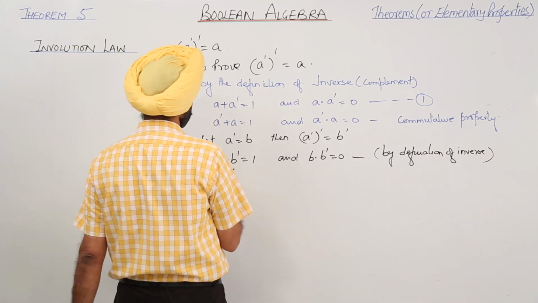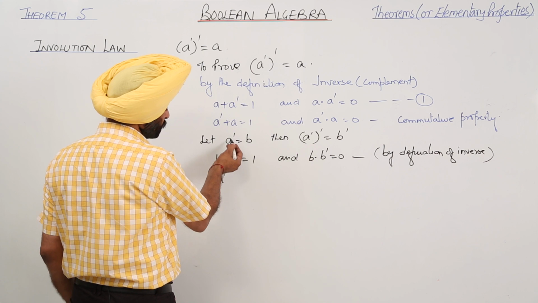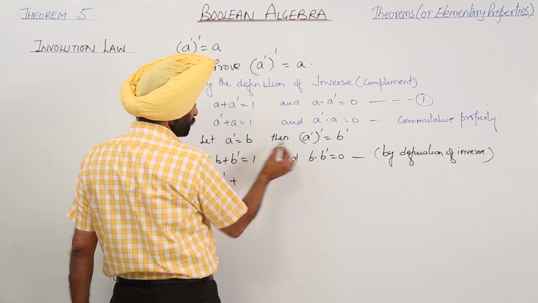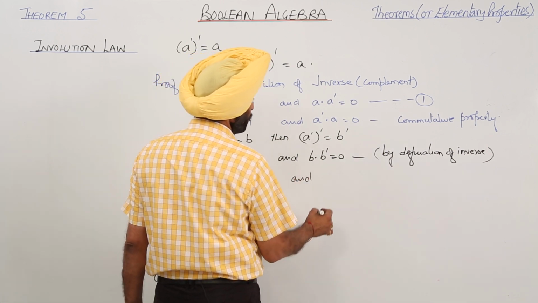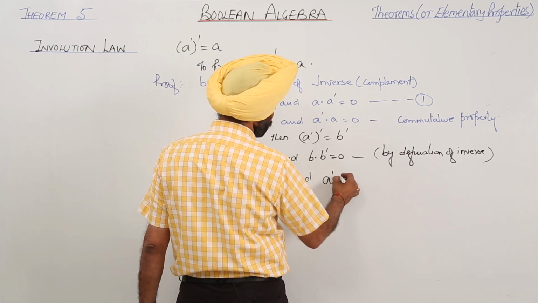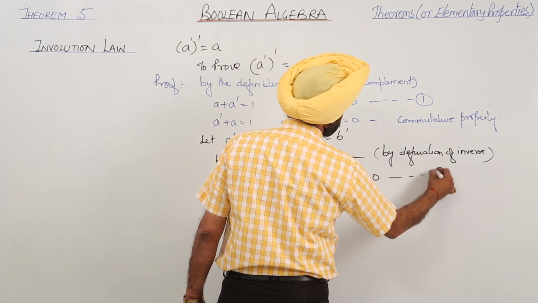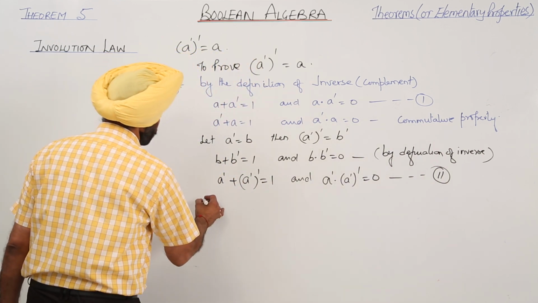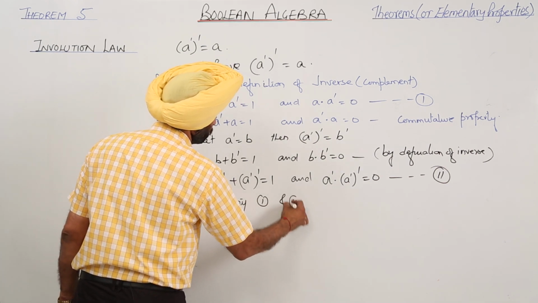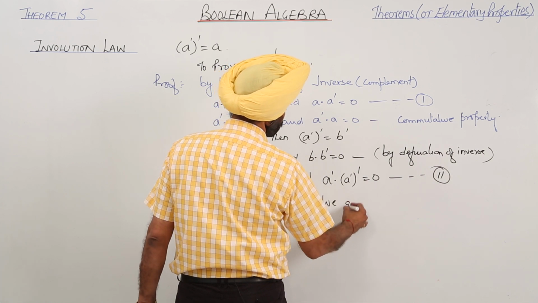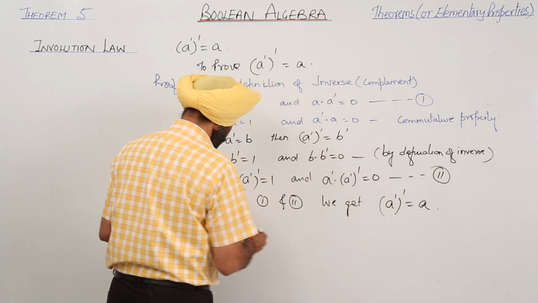So what we are having now, we can write it: A inverse, because B is equal to A inverse. So A inverse plus, now B inverse is what? A inverse is equal to 1, and A inverse dot inverse of A inverse is equal to 0, 2. Now comparing 1 and 2, we get inverse of A inverse is equal to A. Hence proved.